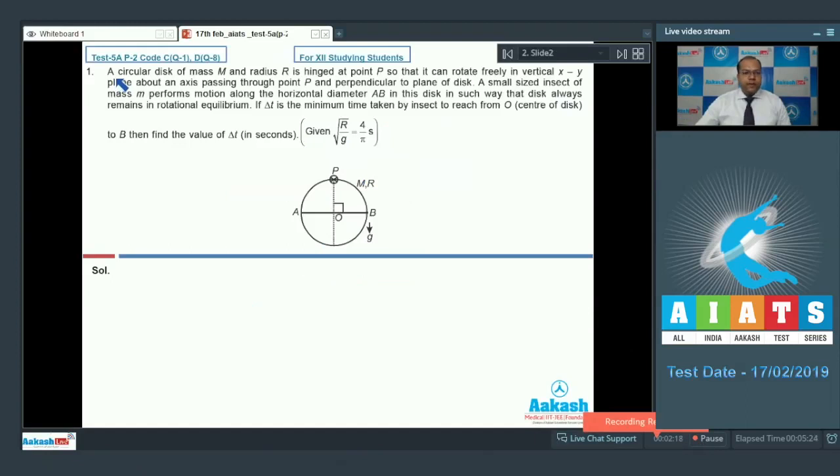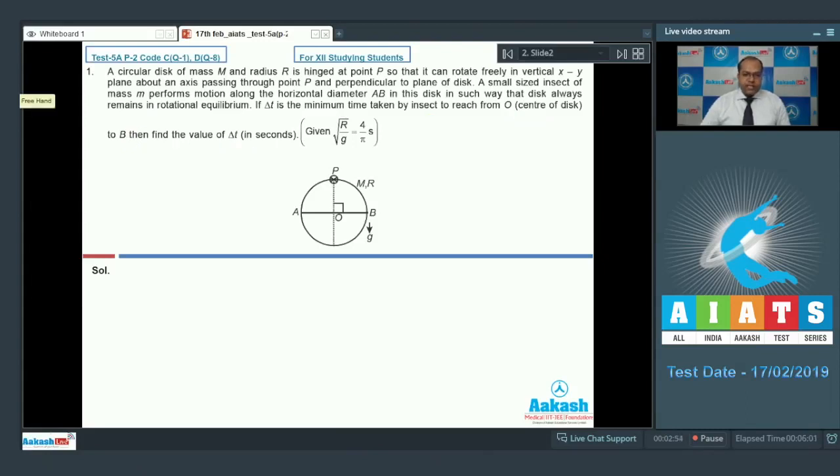Let's move to question number 1. A circular disk of mass m and radius r is hinged at point P so that it can rotate freely in the vertical xy plane about an axis passing through point P and perpendicular to the plane of the disk. A small insect of mass m moves along the horizontal diameter AB of the disk in such a way that the disk always remains in rotational equilibrium. If delta t is the minimum time taken by the insect to reach from O, the center of the disk, to B, find the value of delta t.